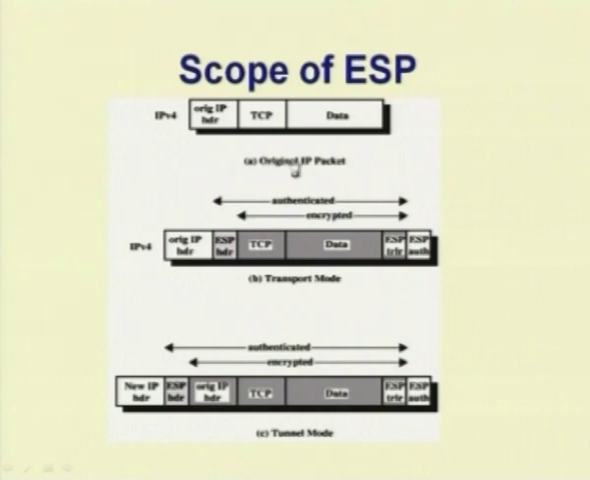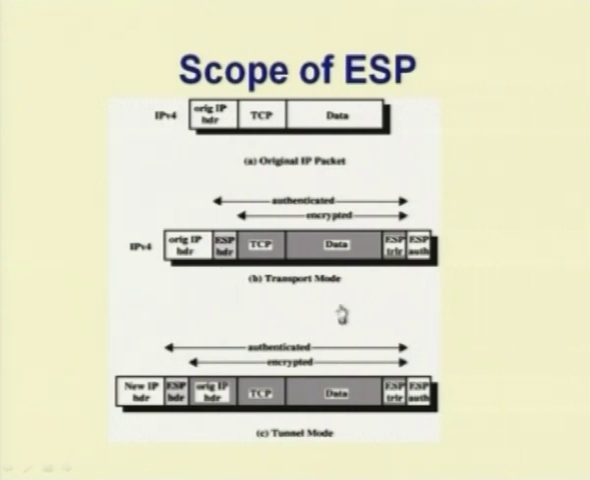Now, if you look at the scope of the ESP, there are two possibilities that we said, right? We have a transport mode of operation and a tunnel mode of operation. So, let us look at how ESP works in both these modes of operation. So, we have this original IP packet. Now, what does the original IP packet consist of? It will have the IP header, TCP and the data. This is what you would normally have in the original IP packet.